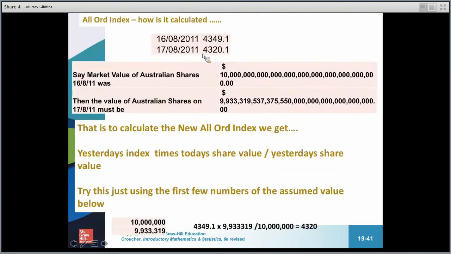But let's have a look. Just playing around with some figures for a moment. Imagine on the 16th of August, 2011, 9 years ago, say, the index was 4349, and the next day, the 17th, it was 4320. Well, how is that calculated?